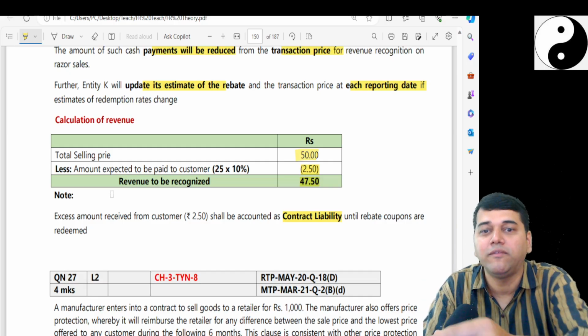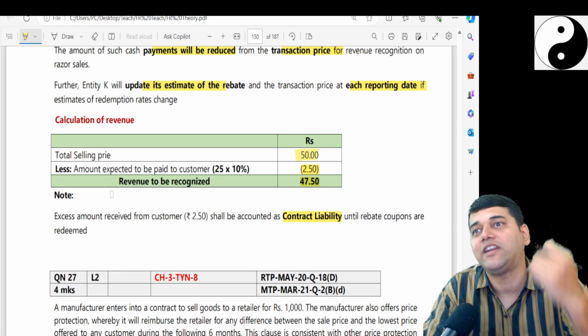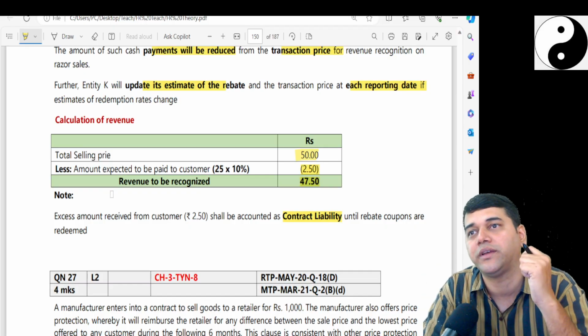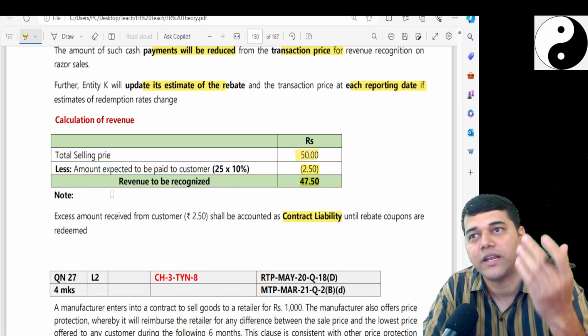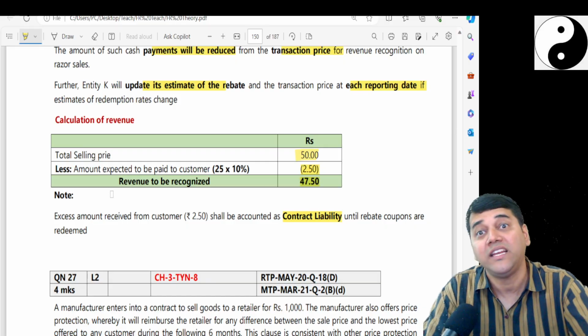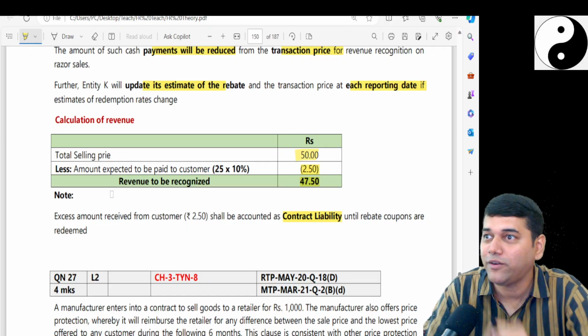If 100% of people will come, then 40 rupees will be accounted as revenue and 10 rupees is the contract liability. 10 rupees is the payment amount. Max to max, how much will you pay? 10, no. That's what your accounting entry will be: bank account debit, revenue 40, to contract liability 10, if 100% are going to come. And this is what we have done.